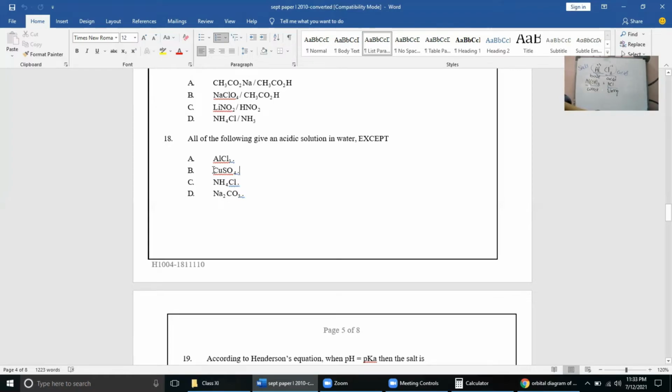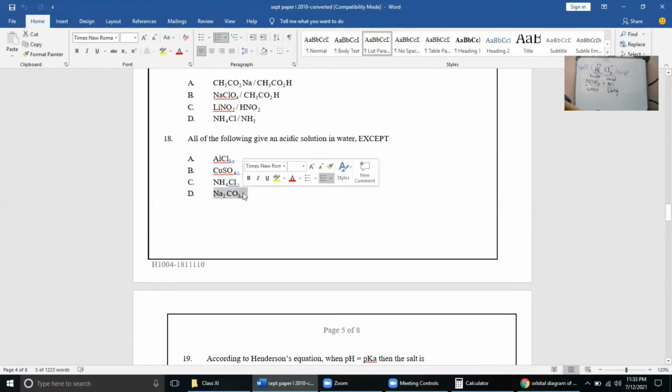Next, copper sulfate is made from copper hydroxide and sulfuric acid. Again, sulfuric acid is a strong acid, so this salt will also give an acidic solution. Next is NH4Cl. NH4 comes from ammonium hydroxide, which is a weak base, and HCl gives the Cl radical, which is again a strong acid. So this salt will also make an acidic solution.